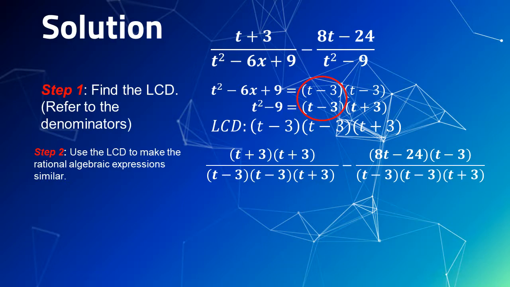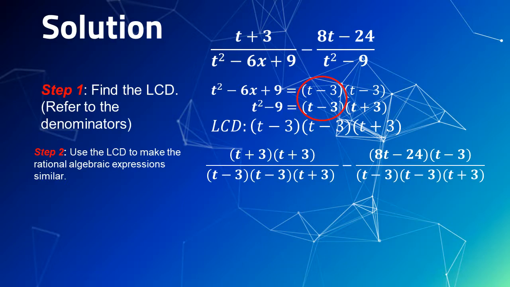As you can see, this one is a common factor, so this is counted as 1. The other factors are: we have here t minus 3, then t minus 3 here, t minus 3, then t plus 3. So the LCD is t minus 3 times the quantity of t minus 3 times the quantity of t plus 3.